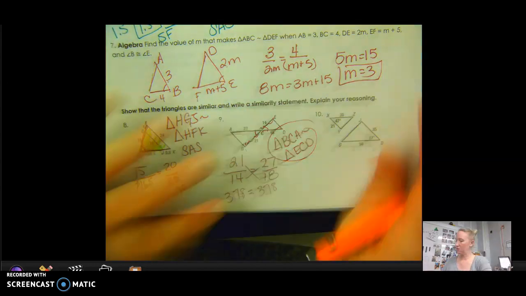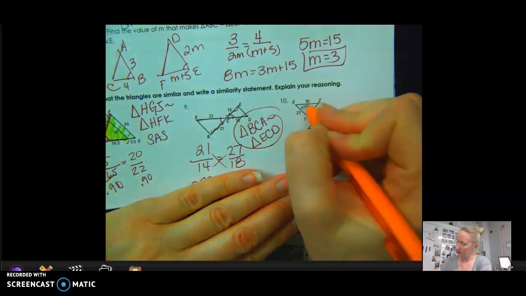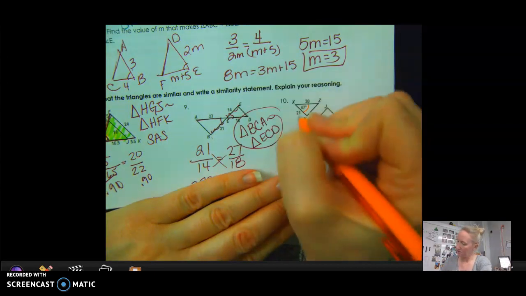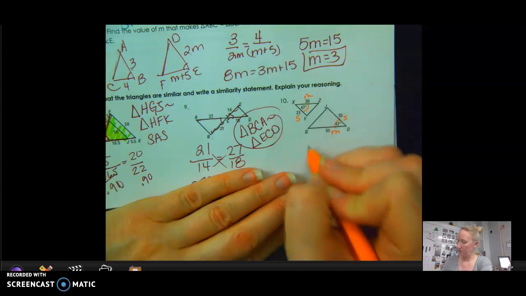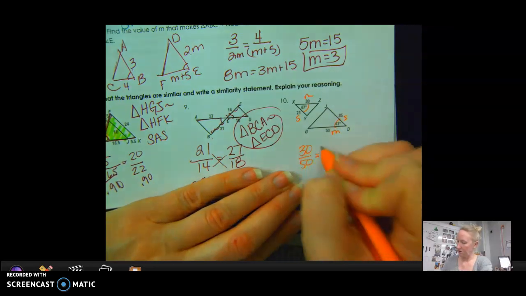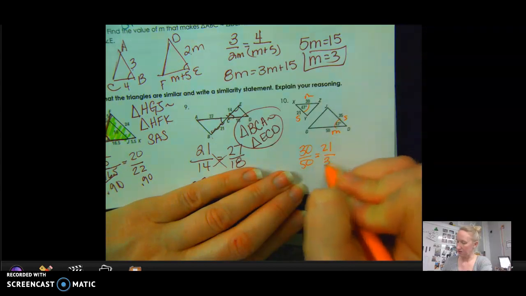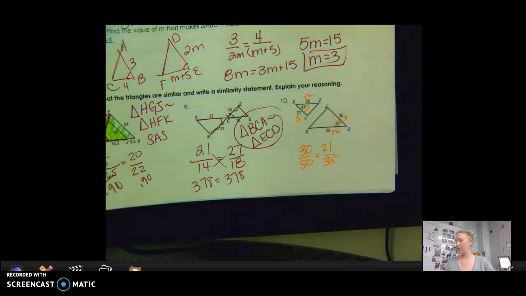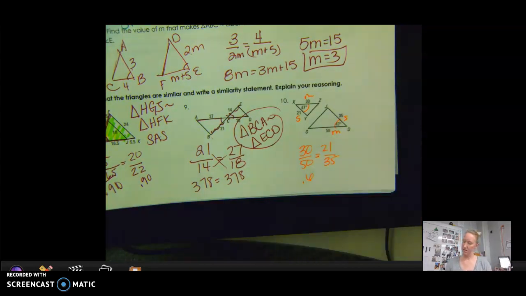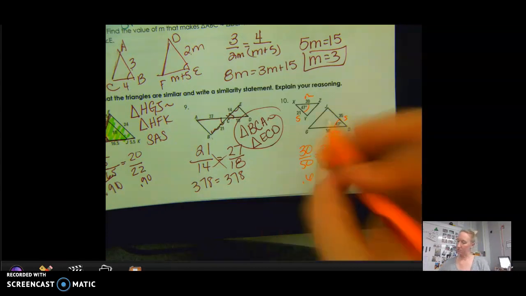All right, one more on this page. Angle, angle, those are congruent. Small, medium, small, medium. So it would have to be 30 over 50, medium over medium, equals small in that same triangle over small in the other triangle. 30 over 50, so 30 divided by 50 is 0.6. 21 divided by 35 is also 0.6.